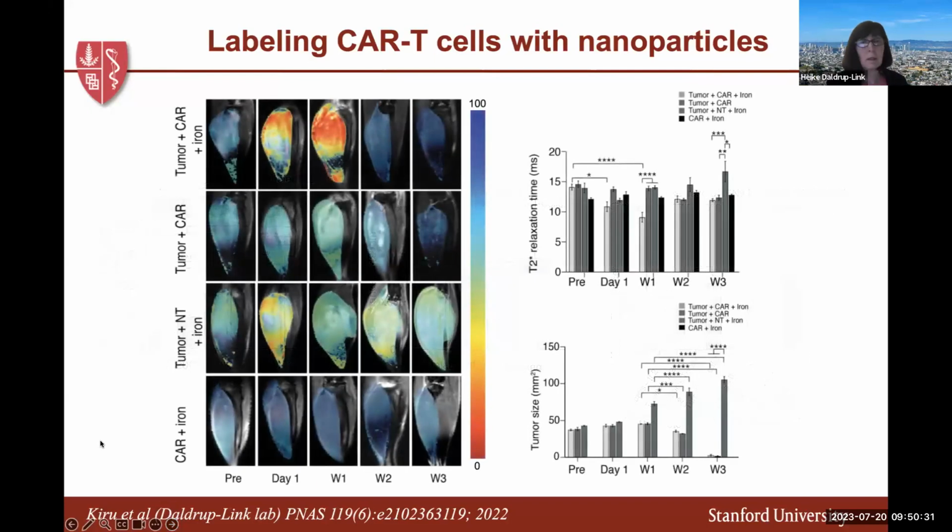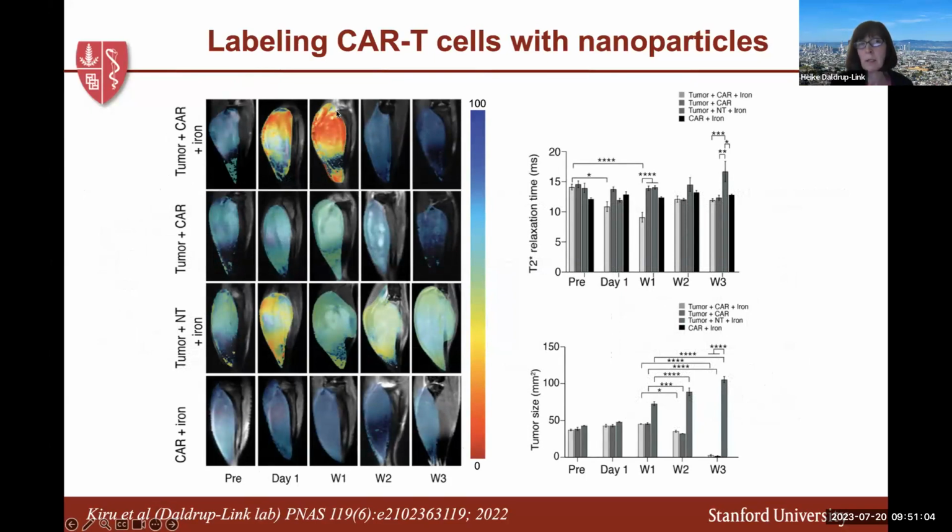We then provided proof of concept that we can track these iron-labeled CAR T cells in animal models. Here is our osteosarcoma model again. This is the osteosarcoma of the tibia of a mouse, T2 star map. And in the upper row here, you see serial images at different time points at baseline and then after infusion of iron-labeled tumor-targeted CAR T cells.